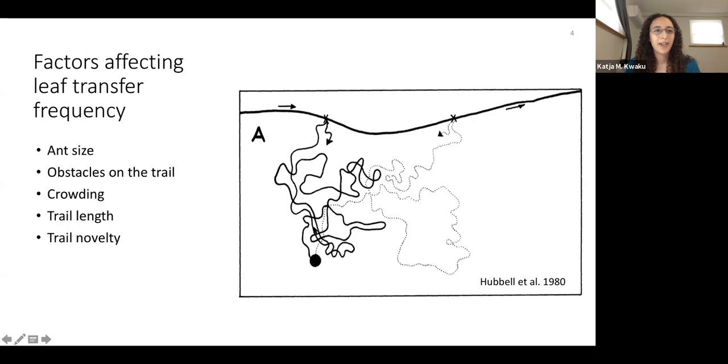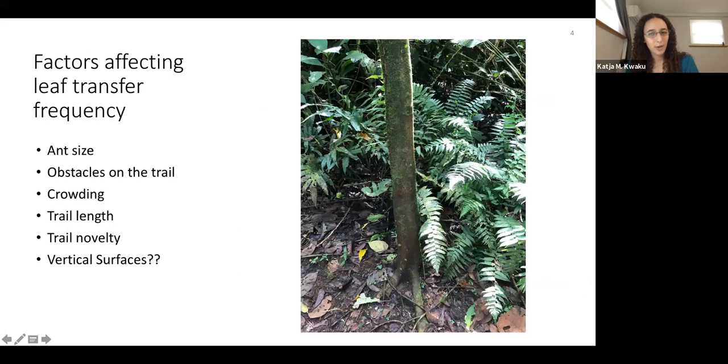So I've just talked about a lot of factors that can affect leaf transfer frequency, but we noticed that all of these studies have to do with ants traveling along horizontal paths, like just on the ground. And we thought this was a problem because a huge part of leafcutter ant foraging behavior is that they climb up and down trees. So we were wondering if leaf transfer frequency depends on whether or not the ant is on the vertical trunk of the tree or the horizontal ground, or maybe the base of the tree, which is the intersection between the two.